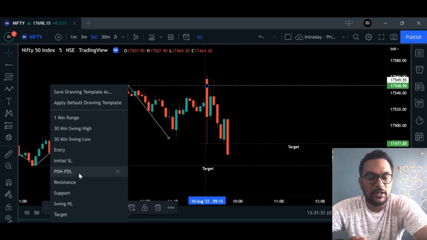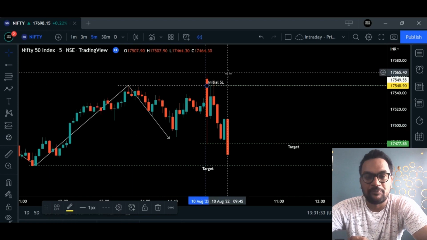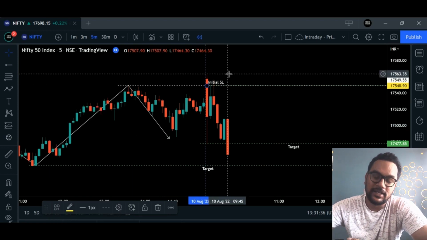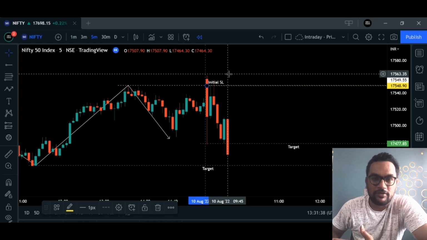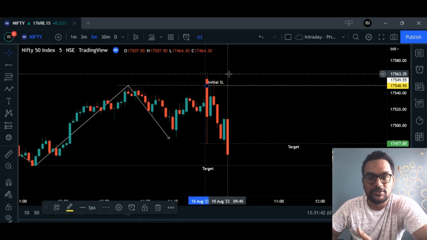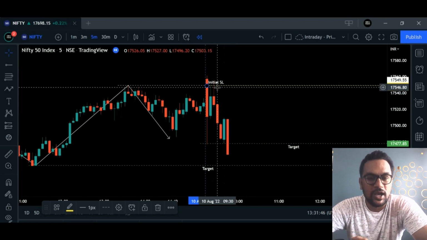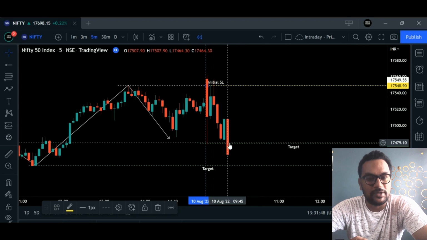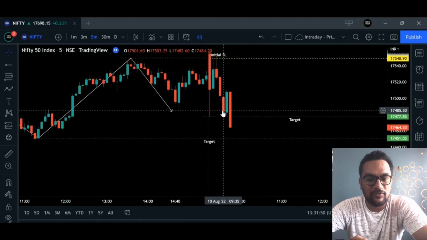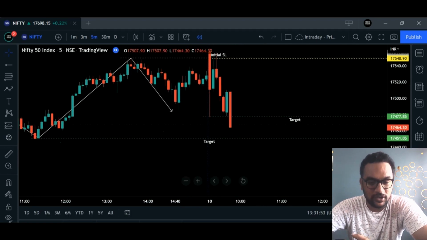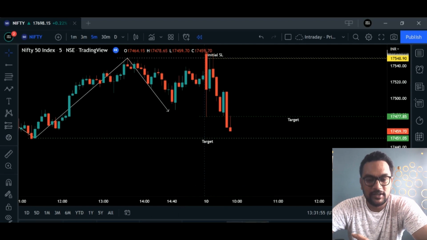We don't keep the SL here for a very long time. See, because we are keeping the SL at that point, the price will not go in our favor. So our job is to reduce the risk as soon as the price moves in our favor. So the price moved in our favor, we pushed our SL to cost and we booked 50 percent here. And the remaining 50 percent, the price is going in your favor to the next target.